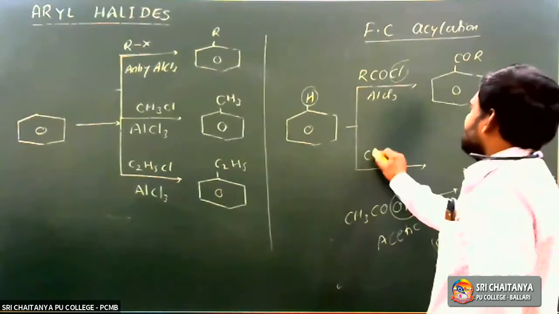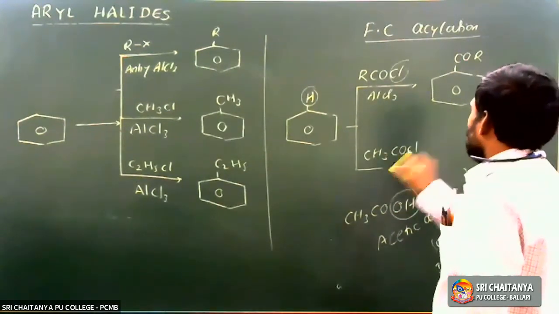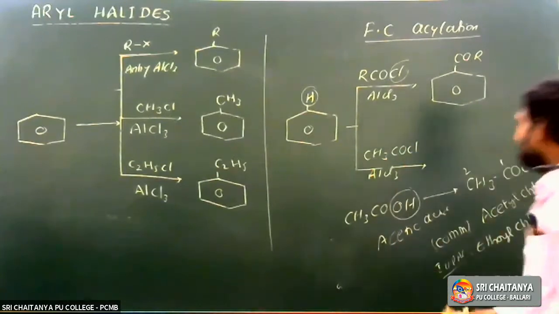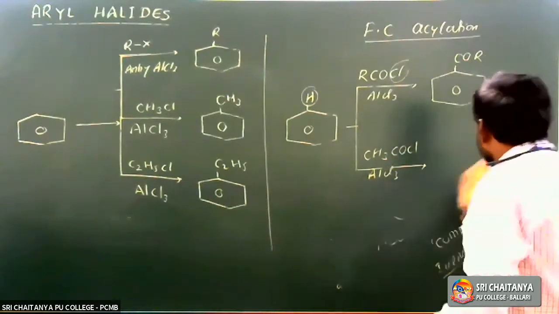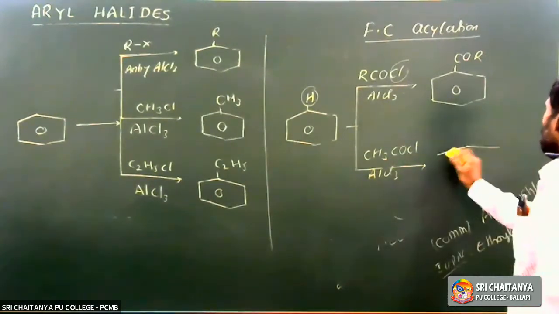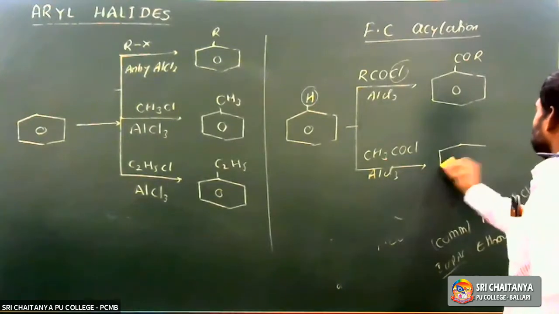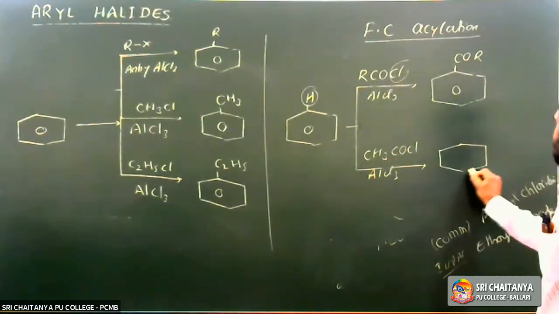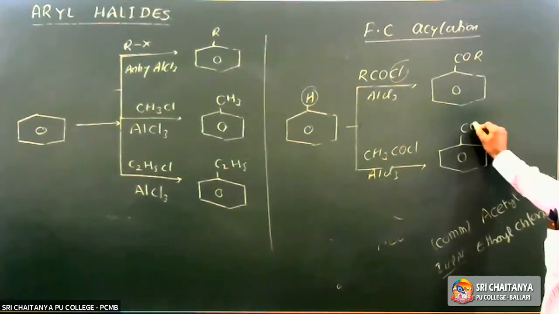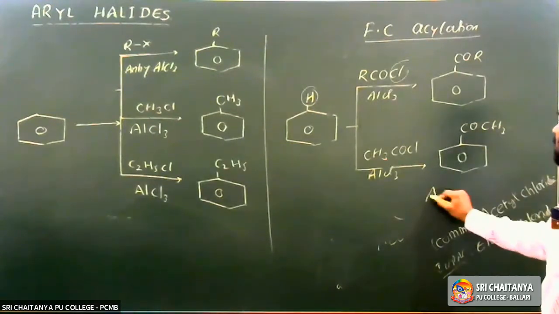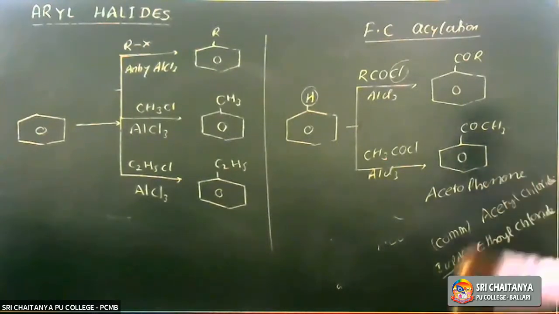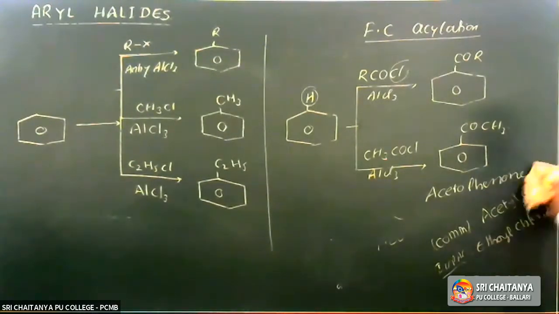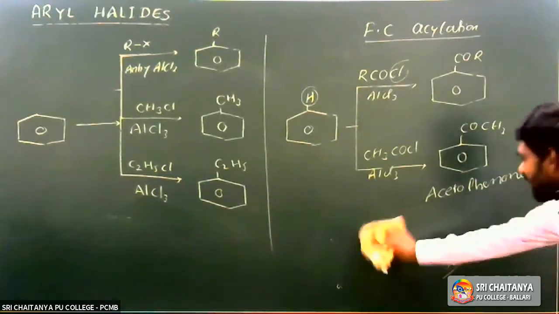Benzene reacts with acetyl chloride in the presence of AlCl3, and here the compound A is formed. The acetyl group, that is the CH3CO group, is substituted on the benzene ring. So the product is C6H5COCH3, called acetophenone. This reaction is called Friedel-Crafts acylation.